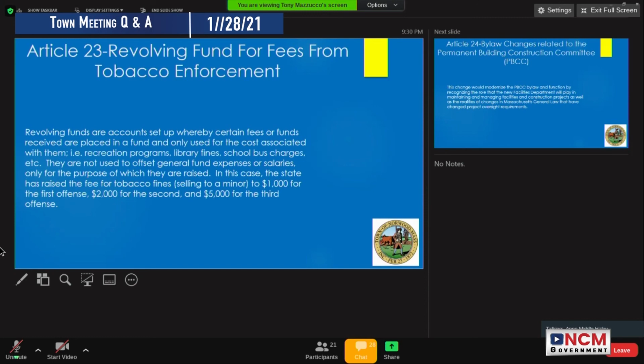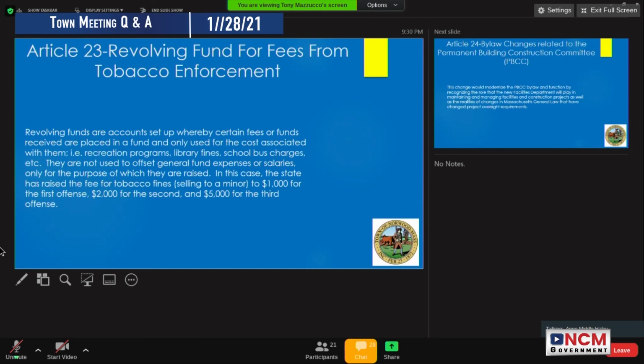We set up revolving funds for the senior center and for the library, and they both report back to town meeting every year. Yep. And will this be set up exactly the same way? Yeah, absolutely. It's just another revolving fund. It's a much more specific revolving fund because there's a very specific revenue source identified.